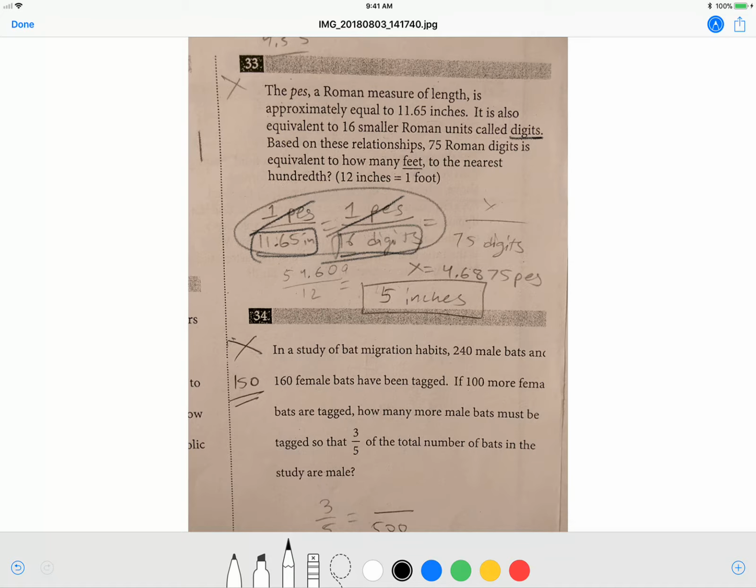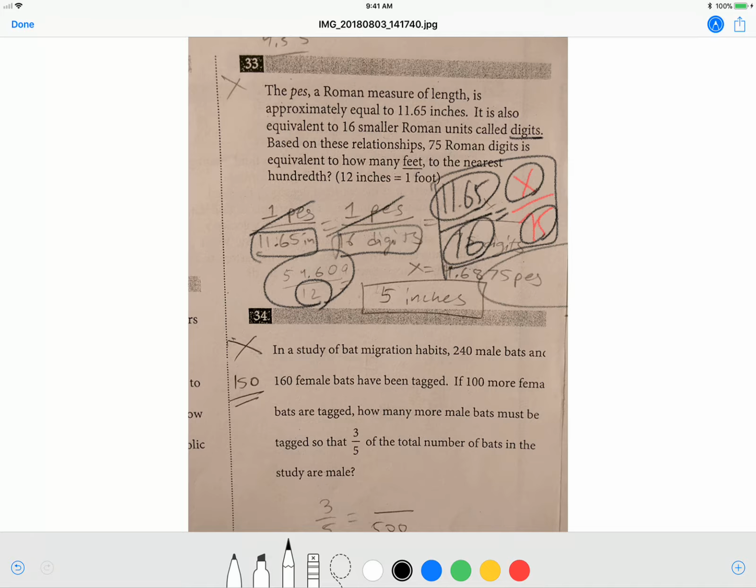I don't know if you can see this. Take this and see if you can, yeah, I think that's better. You can see that now, right? So 11.65 over 16 is equal to x over 75 because that's how many inches that would be, and that's how many digits. Afterwards, please don't forget that you're going to have to convert it into feet. This is what you did here, but you have to divide by 12, right? Cross multiply this way and then divide by 12, and you should be able to get the right answer.